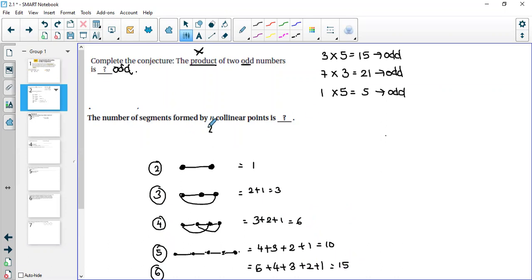The number of segments formed by n collinear points is the sum of, because we are adding them, the sum of the whole numbers less than n.